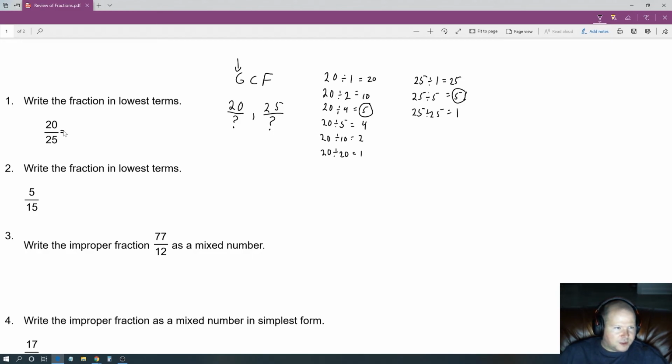So what we would do at this point is we would simply divide both of these numbers by 5. That would give you 20 divided by 5 is 4, and 25 divided by 5 would give you a 5. And this is now in lowest terms. Okay, so let's try the same way on the second one. I can reduce 5/15 by dividing the numerator by 5 and the denominator by 5, and that would give me 1/3. Okay, so that's one way to do it.